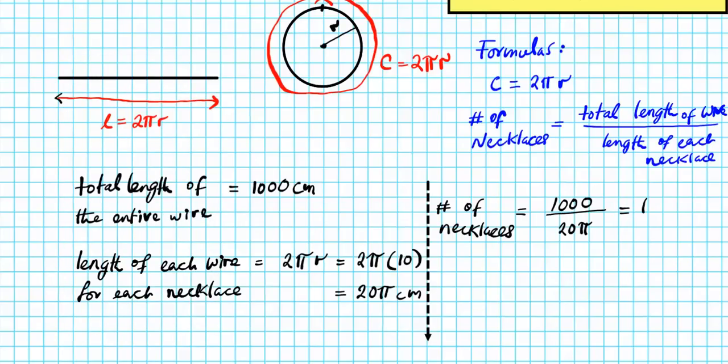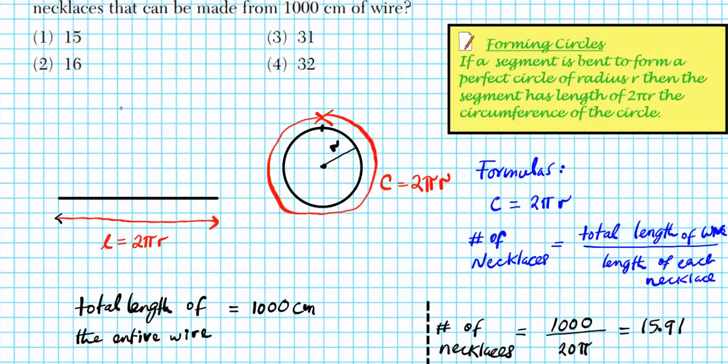Okay, so 15.91. If you take a look at the options right here, we have 15 and we have 16. Which of these options is the correct one? Are we going to have to round up here or round down? The answer is going to be option number 1. Well, why is that the case? That's the case because we have enough material to do 15 complete necklaces. 0.9 is not long enough to complete the 16th necklace. So it's impossible to make the last necklace.